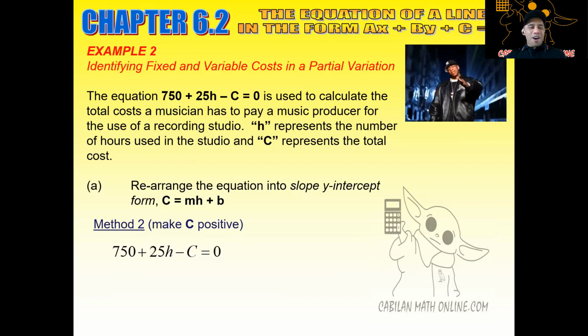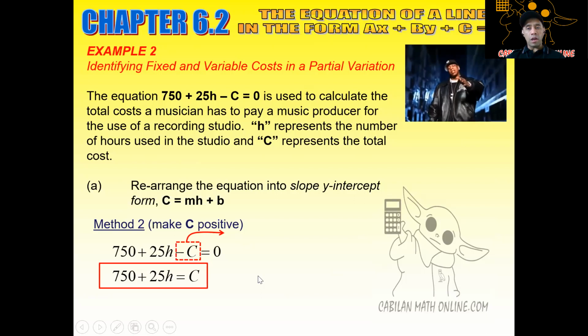Well, I'll tell you. If you take a look at this negative C, remember when you're moving numbers or letters around, anytime that it goes to the other side of the equal sign, it just changes to the opposite sign. So you're going to see in this one, when this negative C goes to the other side, it automatically becomes a positive. So what do we get here? The final answer that we're looking for. The only difference in this case over here, the C is on the right side and the 750 and the 25H are on the left, but they are exactly the same thing.